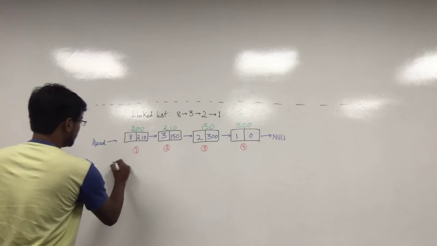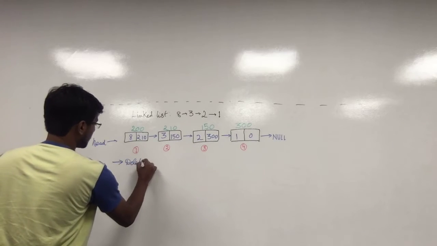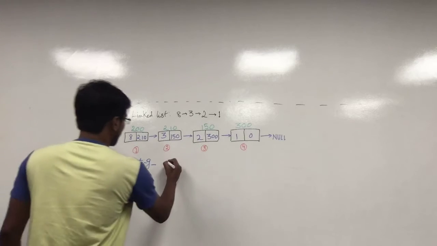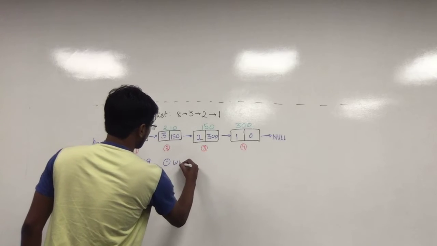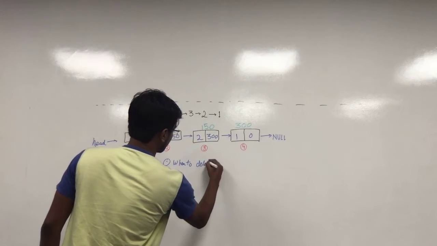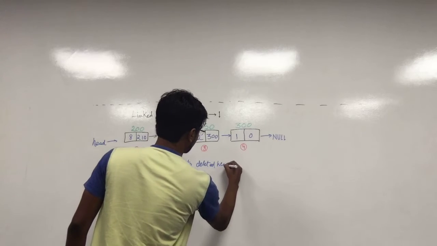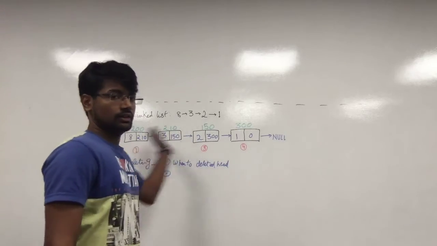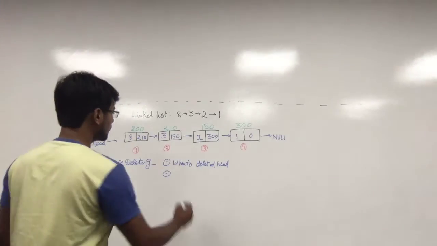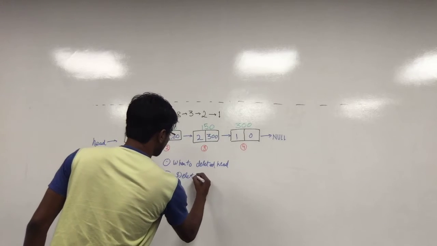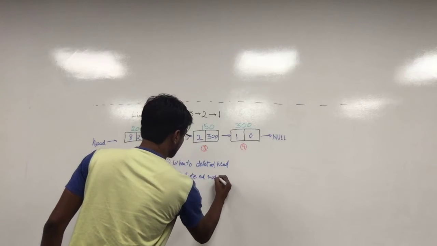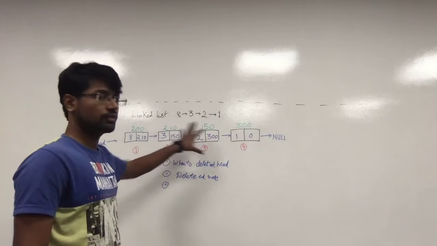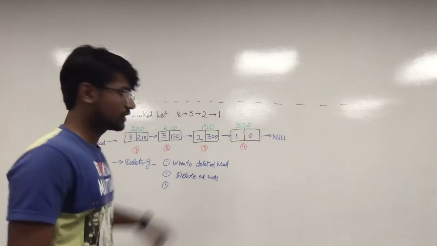So when we talk about deleting a node from a linked list, there could be three possible cases. One, when you want to delete the head. Second, when you want to delete the tail of the linked list, which is the end node. Third case is when you want to delete a node from the middle of a linked list. For example, it could be this.